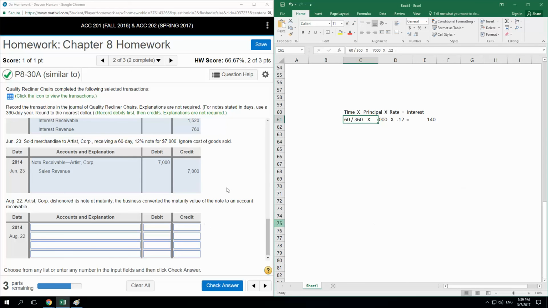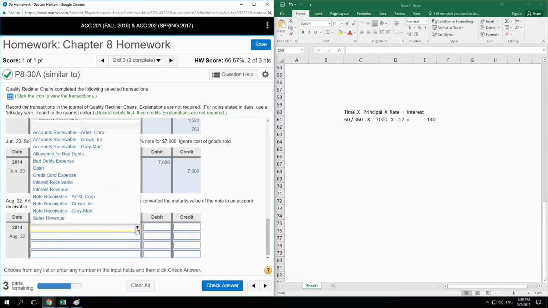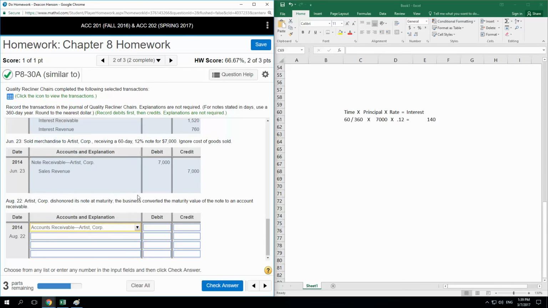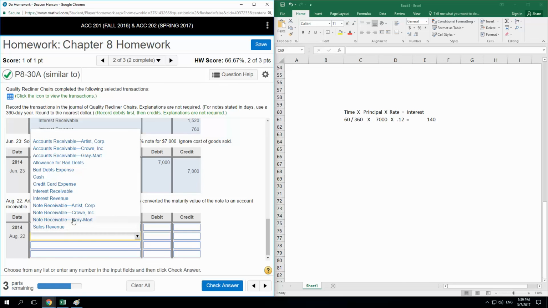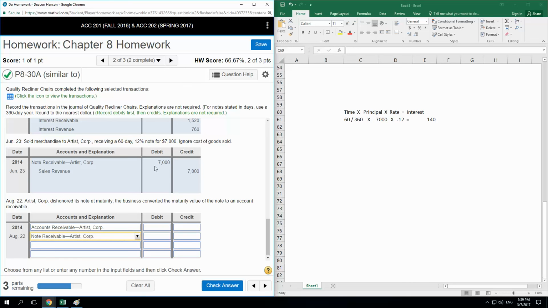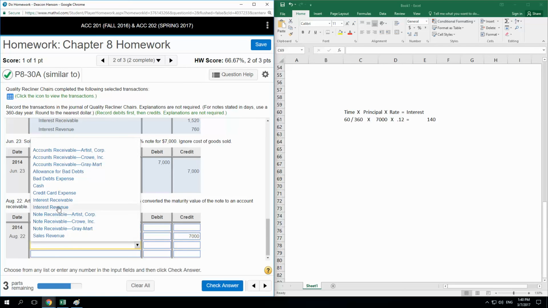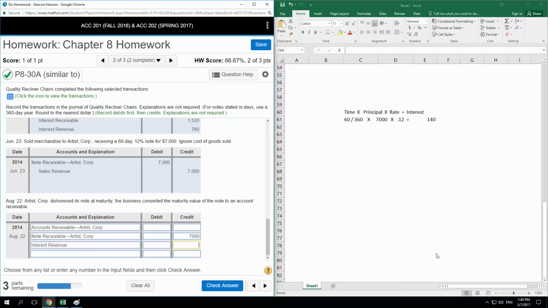So they're dishonoring the note, and they're going to convert it into an accounts receivable. So we're going to move the principal, which is the note receivable from Artist, the 7,000, along with the interest revenue, and we're going to recognize it as interest revenue, and we're going to lump all of that into an accounts receivable, which is going to be due a lot quicker than a notes receivable.